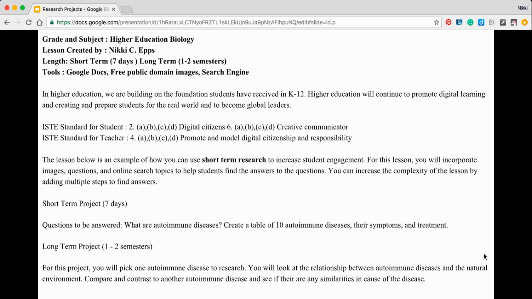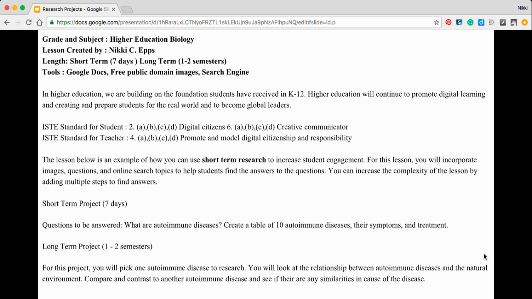If you're working in higher education, short and long-term research projects may be a little bit longer in terms of what is short and what is long. You're still continuing the ISTE standards for students that they've learned in K through 12. You're just promoting more digital learning and preparing them for the real world and to become global leaders.